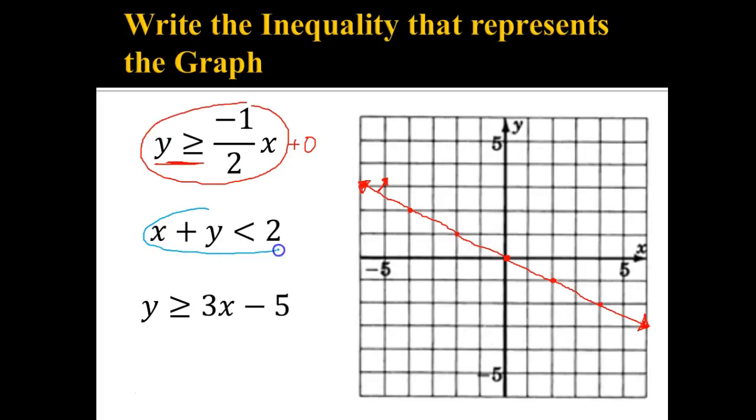All right, in blue, we're going to graph x plus y is less than 2. Now notice this is not y equals mx plus b form. In order to get that form, I need to subtract the x from both sides. So I get y is less than, I could say 2 minus x, but I'm going to write it as negative x plus 2, because 2 minus x and negative x plus 2 are the same thing.